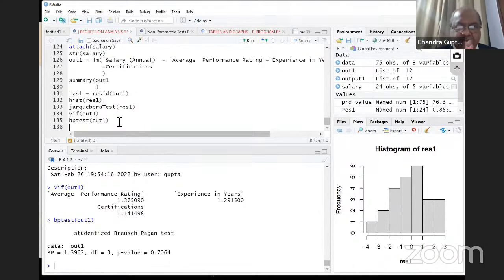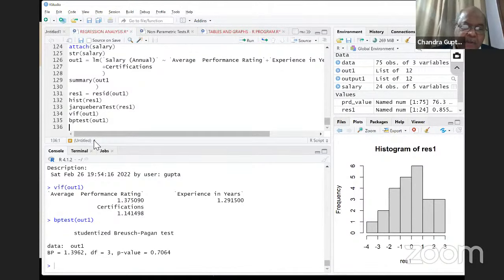Okay. Any questions if you have? Any doubt, any query? But I tell you, if you want to work with R, you have to do a lot of practice, because even we don't remember the commands many times.